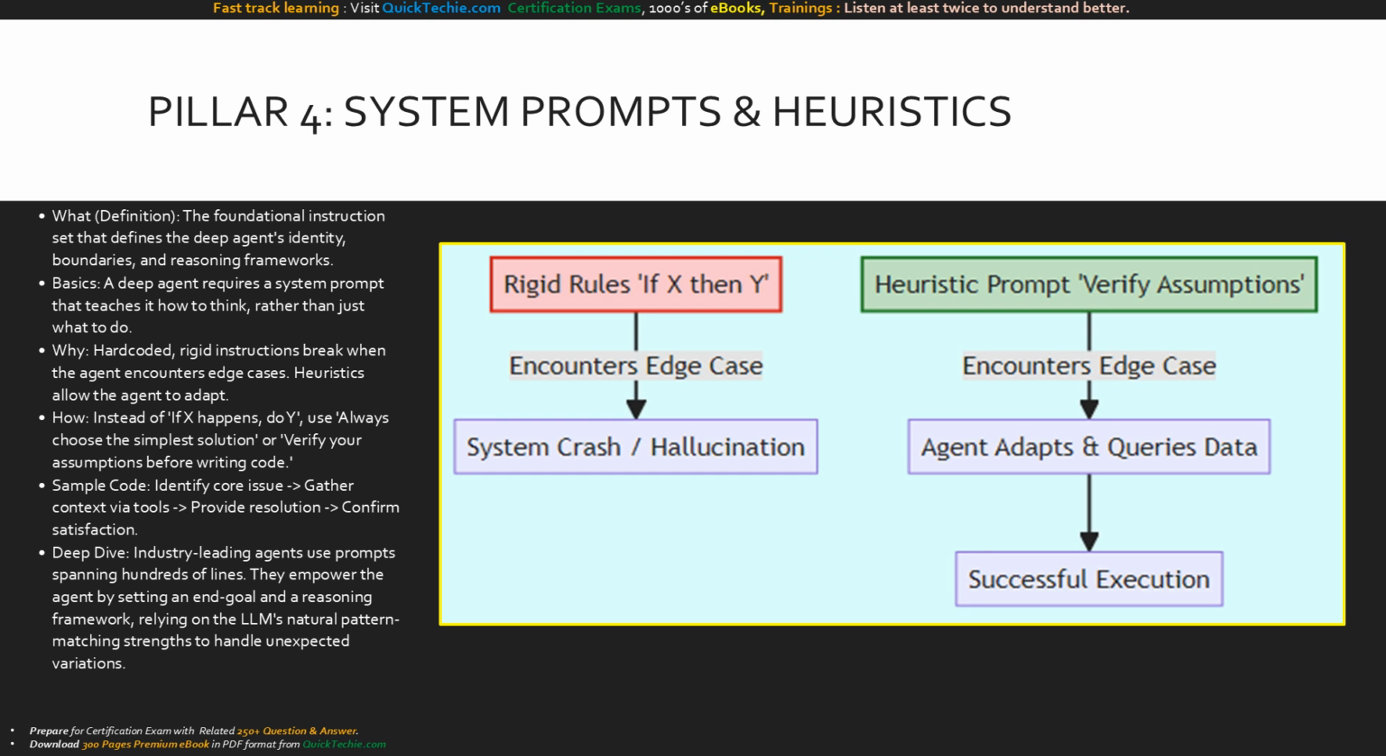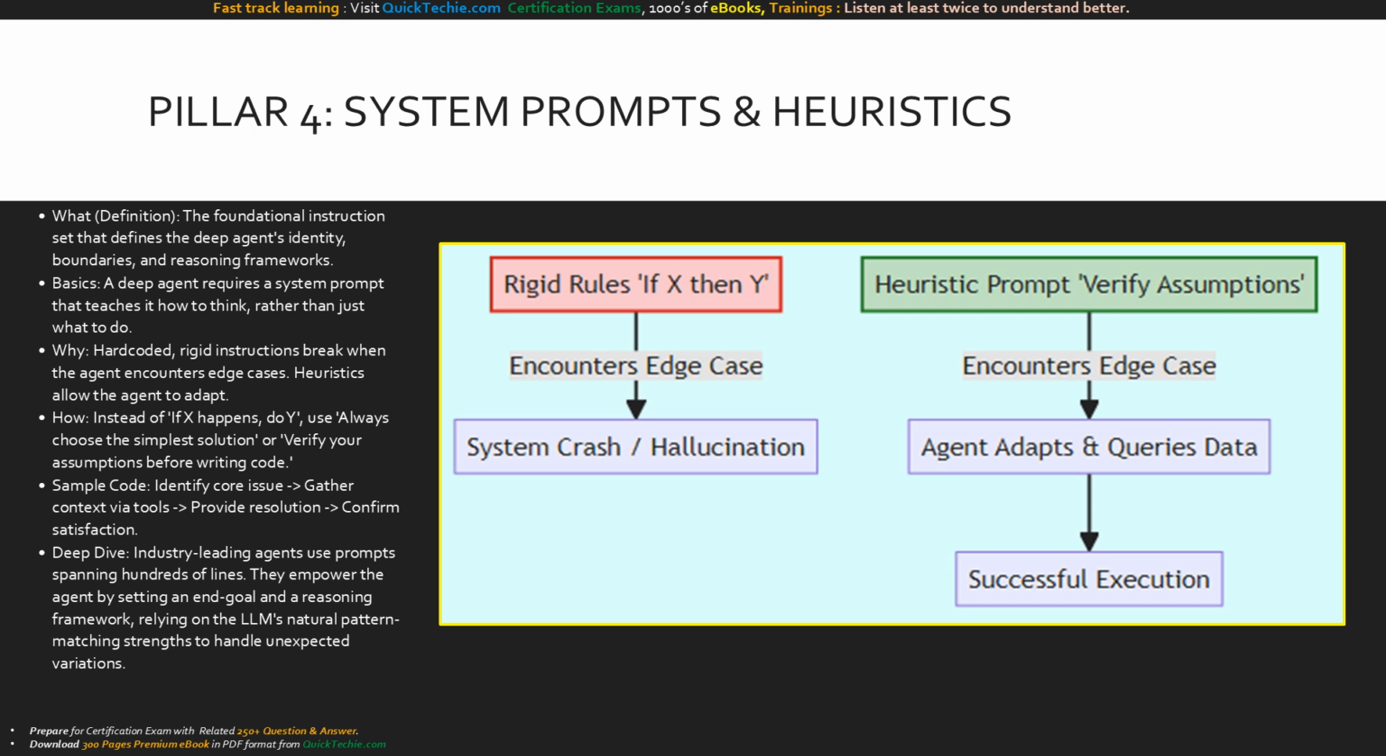In our deep dive, we note that enterprise deep agents have system prompts spanning hundreds of lines. By providing a flexible reasoning framework like identify, gather, resolve, confirm, you empower the LLM to use its natural pattern matching strengths to gracefully navigate unexpected roadblocks without crashing.